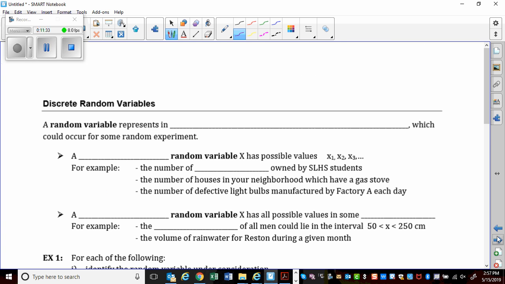Now, I want to go over something a little bit new. Discrete random variable. A random variable represents in number form the possible outcomes which could occur for some random experiment.